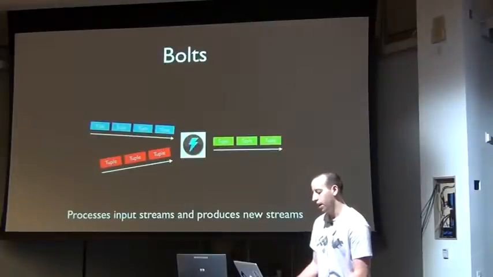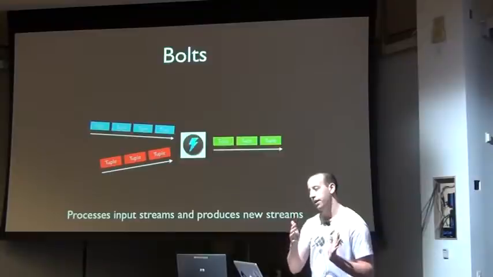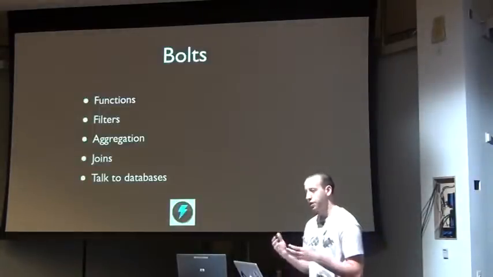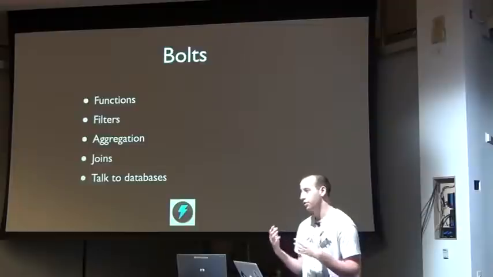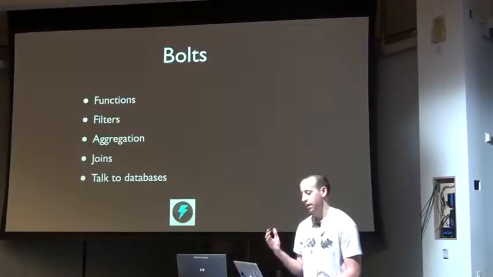The next abstraction is called a bolt. A bolt takes in any number of input streams and produces any number of output streams. When you're using Storm, most of your logic goes into these bolts. Bolts do everything from run functions, do filtering, do streaming aggregations, do streaming joins, talk to databases, and so on.